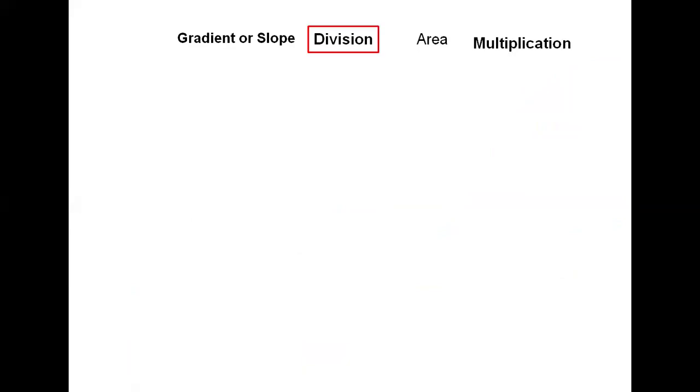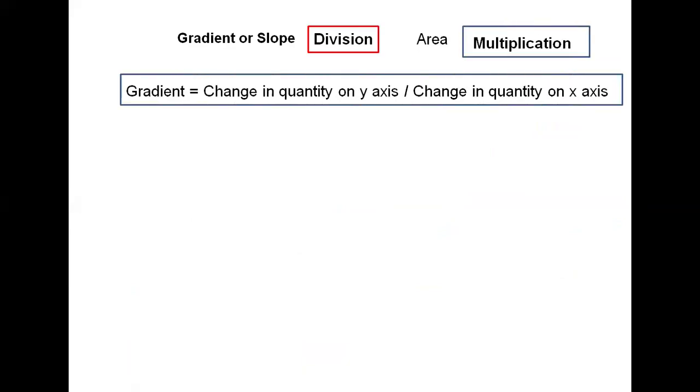Area means multiplication. The gradient is the change in quantity on the y-axis. Here we are talking about a velocity-time graph, so change in y-axis, that is velocity, divided by change in time. Area is change in y-axis multiplied by change in x-axis.